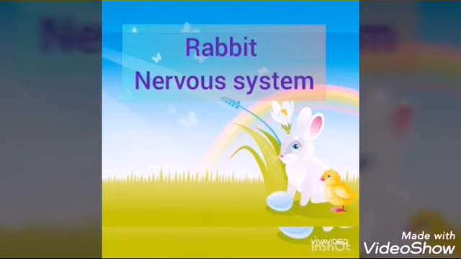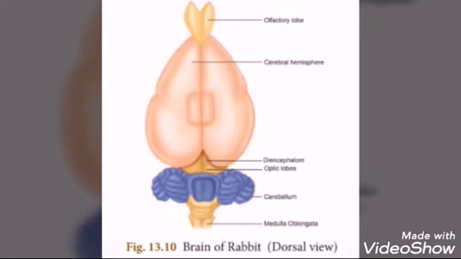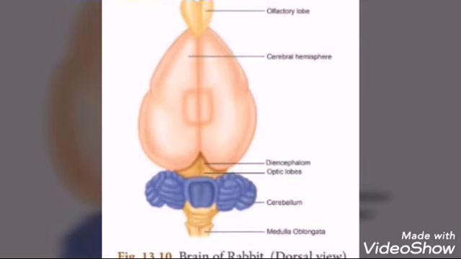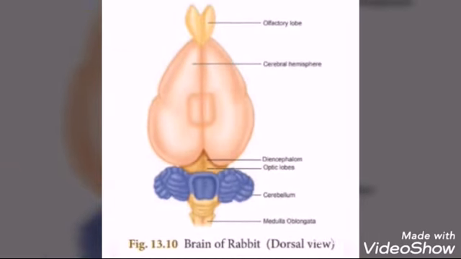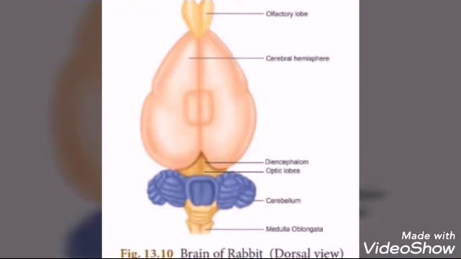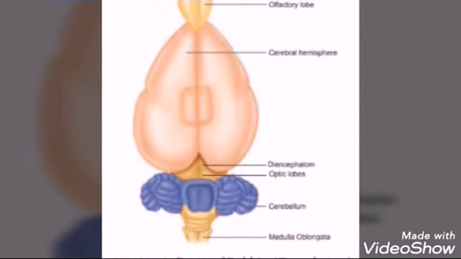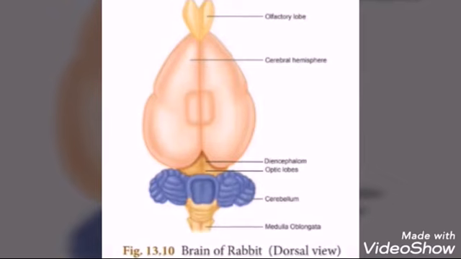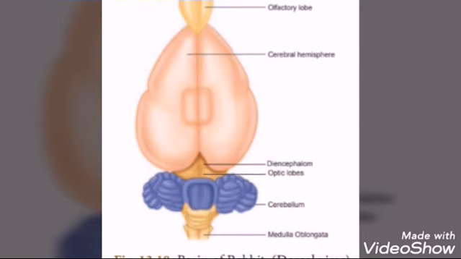Next topic is nervous system of rabbit. The nervous system in rabbit is formed of central nervous system, peripheral nervous system and autonomic nervous system like all mammals. The central nervous system includes brain and spinal cord. Then peripheral nervous system includes 12 pairs of cranial nerves and 37 pairs of spinal nerves. The autonomic nervous system includes sympathetic nerves and parasympathetic nerves.